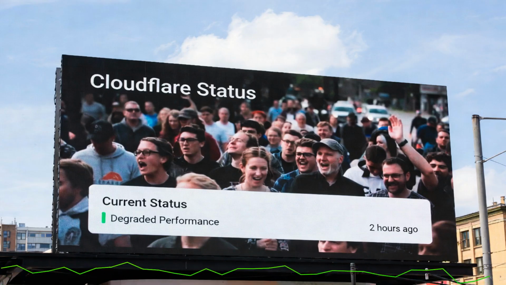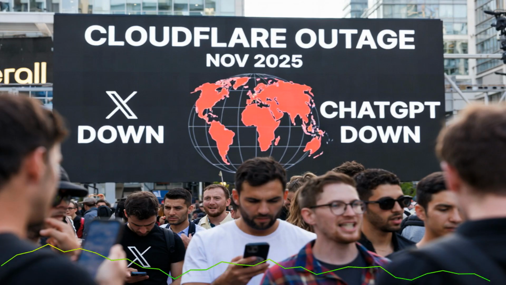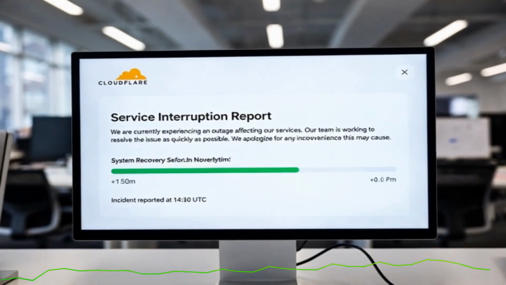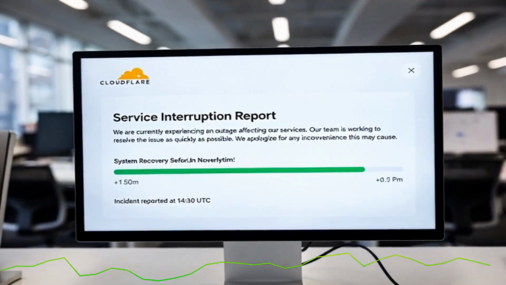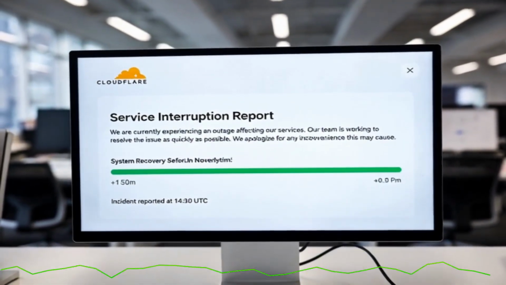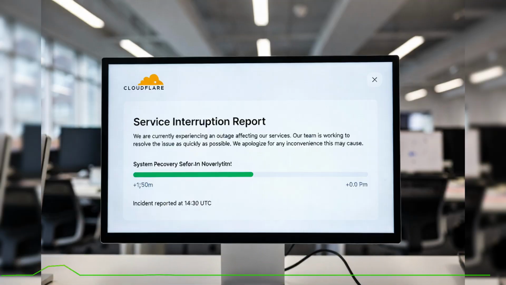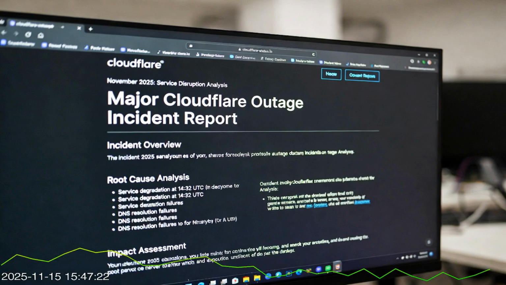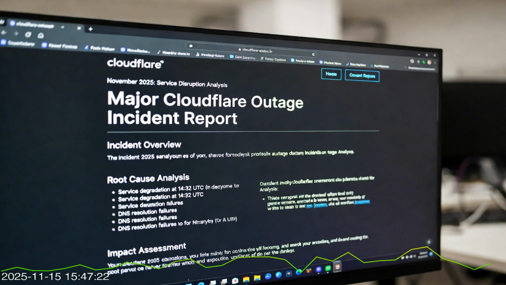By 1400 UTC, the issue metastasized. It bled from the control plane, the API and dashboard, into the data plane, the actual traffic flow. Edge nodes in Frankfurt, Singapore, and Ashburn began failing health checks. They weren't crashing, but they were rejecting valid traffic because they couldn't verify customer configurations. At 1415 UTC, Cloudflare declared a P0 critical incident.